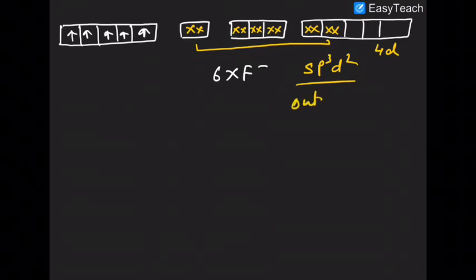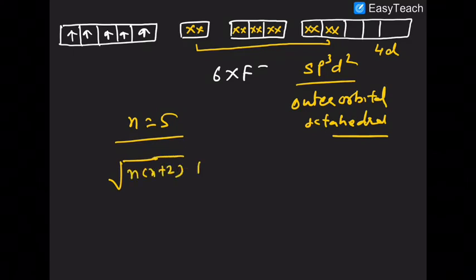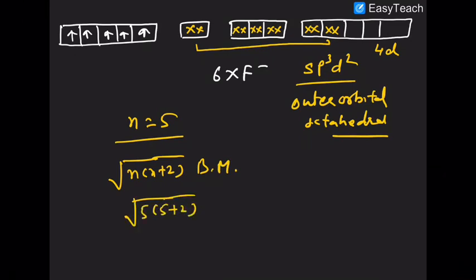So it is an outer orbital octahedral complex. It has 5 electrons unpaired. If the 5 electrons are unpaired, what is the magnetic moment? Magnetic moment will be root of n into n plus 2 Bohr magneton. So what is the answer here? 5 into 5 plus 2, so the answer will be root 35 Bohr magneton. Are you getting that in your mind now? Sure.